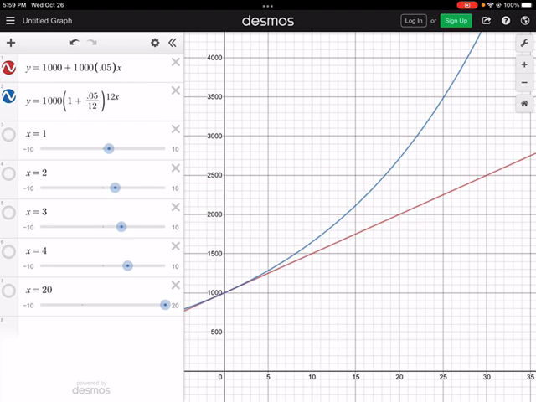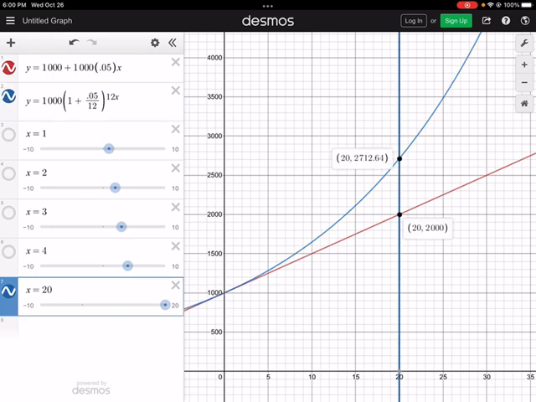I'll notice that as time goes on, my blue line skyrockets up. It is an exponential curve. So it's growing at an exponential rate, which, if we take a look at x of 20, if I had invested in both of these investments for 20 years, I will notice that in 20 years, my simple interest investment will have a total value of $2,000, whereas in my compound interest, I will have $2,712.64, which is now a significant difference.